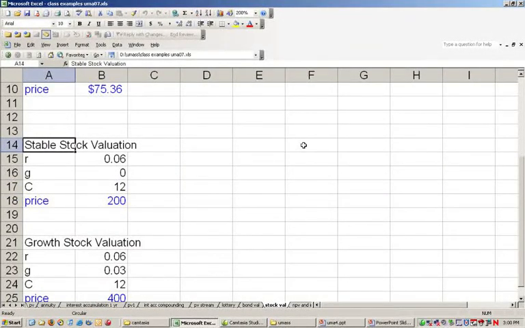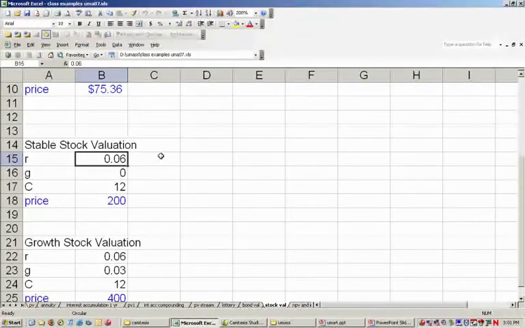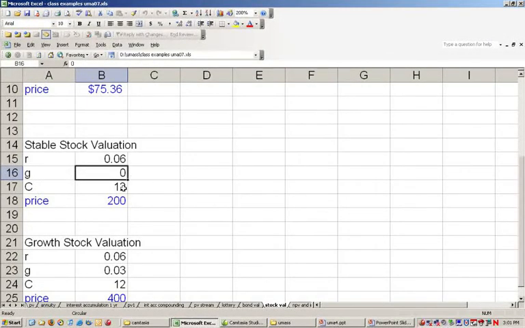We're back to our Excel file, and I've labeled a part of this spreadsheet stable stock valuation. The parameters are, we have a market capitalization rate of 6%. We have a no growth firm, so the rate of growth is 0. I'll come back to that concept in a bit. And the perpetual dividend is $12 per share.